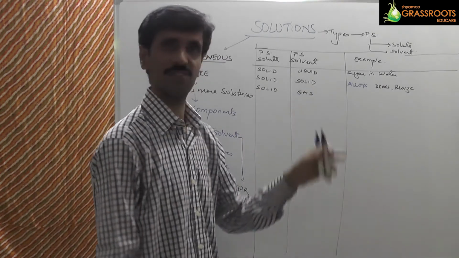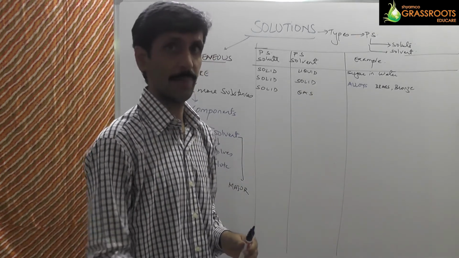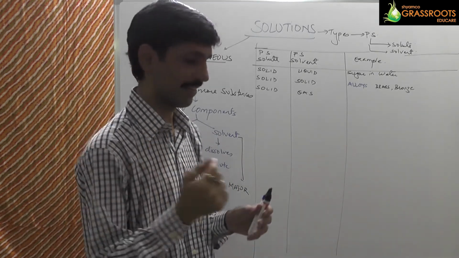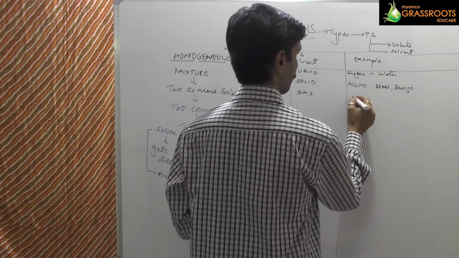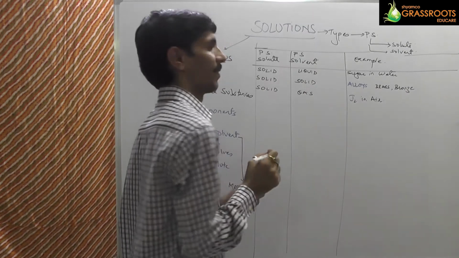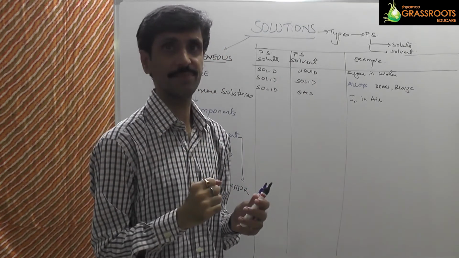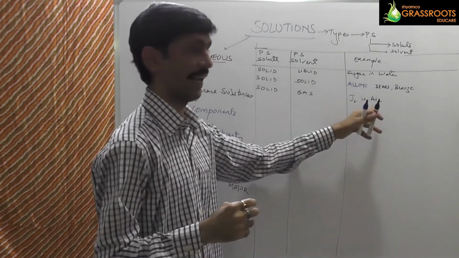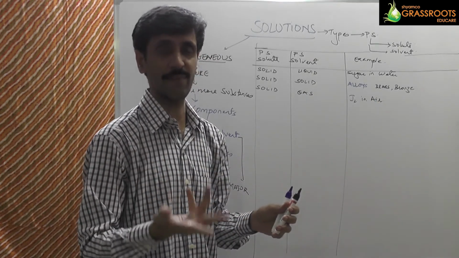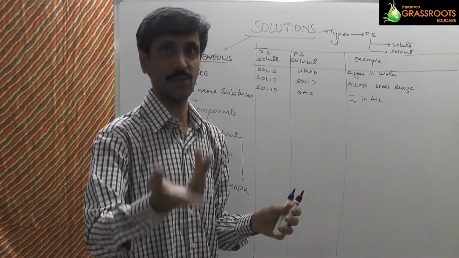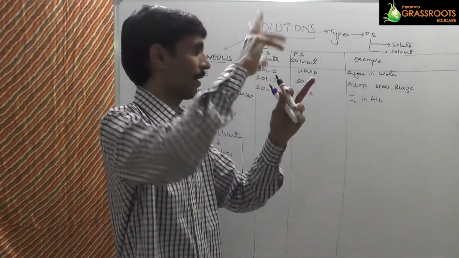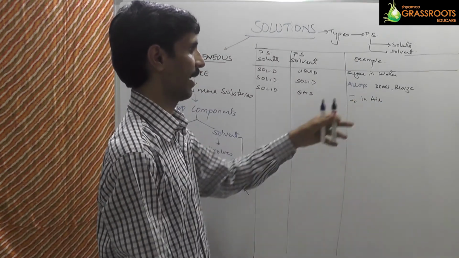Solid in gas, that is to be considered. Now we have to think about which example will come under solid in gas, and that is nothing but iodine in air. Iodine is a solid. Now when it is in air, it is a mixture of gases. Iodine sublimes very easily, a solid getting converted into gas. So iodine vapors go immediately into the air. It becomes a solution, and that is iodine in air.